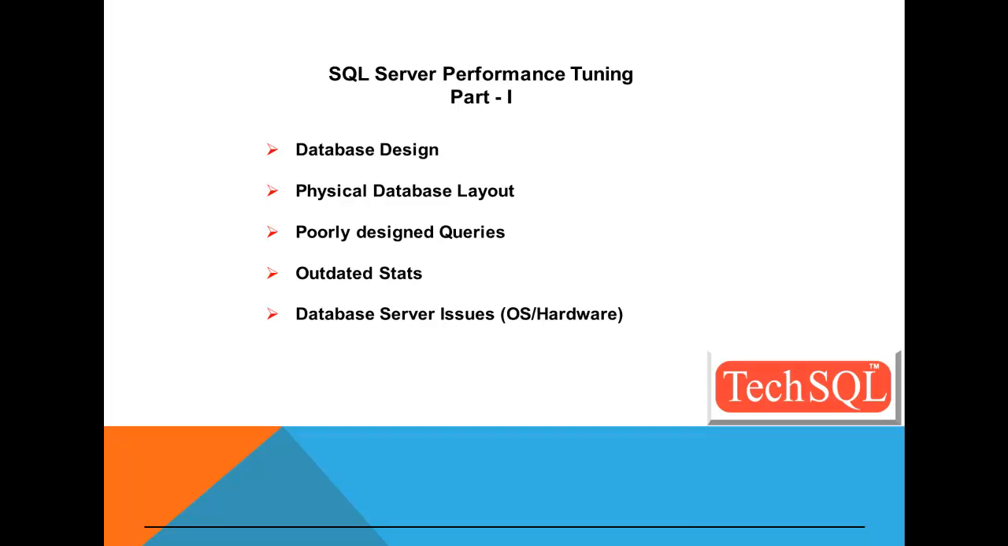Outdated stats. Most of the time we see that one of the reports is running fine, but at the end of the month it really starts performing slowly, and a lot of times the reason is outdated stats. So care has to be taken on how we maintain the stats. Database server generic issues. Let's say you have a bad driver sitting over there, and that's causing disk access slowness and a lot of weird performance issues.